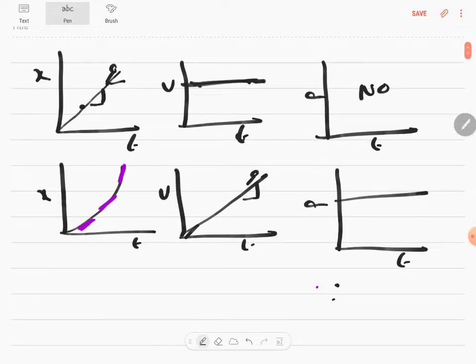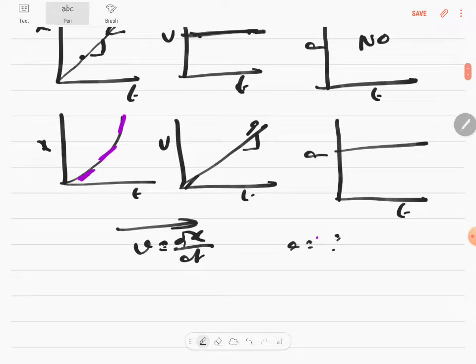Therefore, you should know that when you want velocity, you differentiate dx by dt, that is, take the slope of the xt graph. When you want acceleration, you do dv by dt. When you move from left to right, you do differentiation. So that's what it is.